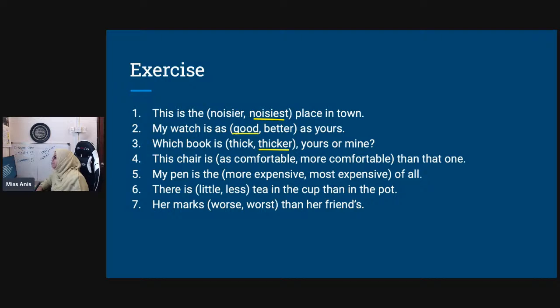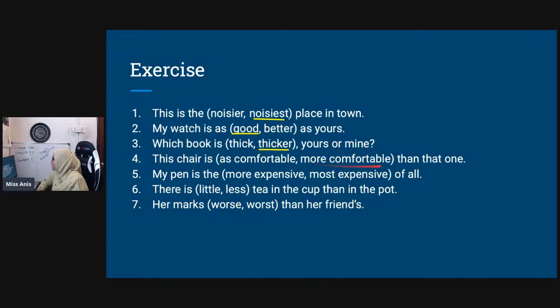Okay, number 4. This chair is as comfortable or more comfortable than that one. So kerusi ini selesa, sama selesanya ataupun lebih selesa than that one. Okay, so yang ni formula. So nampak tak perkataan than? So sebab than ni, so maksudnya jawapan dia adalah more comfortable.